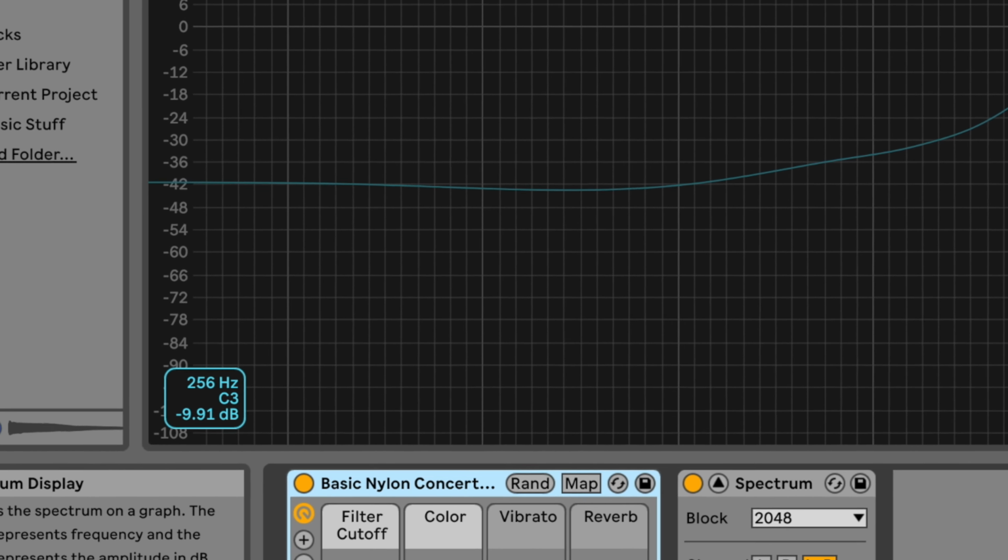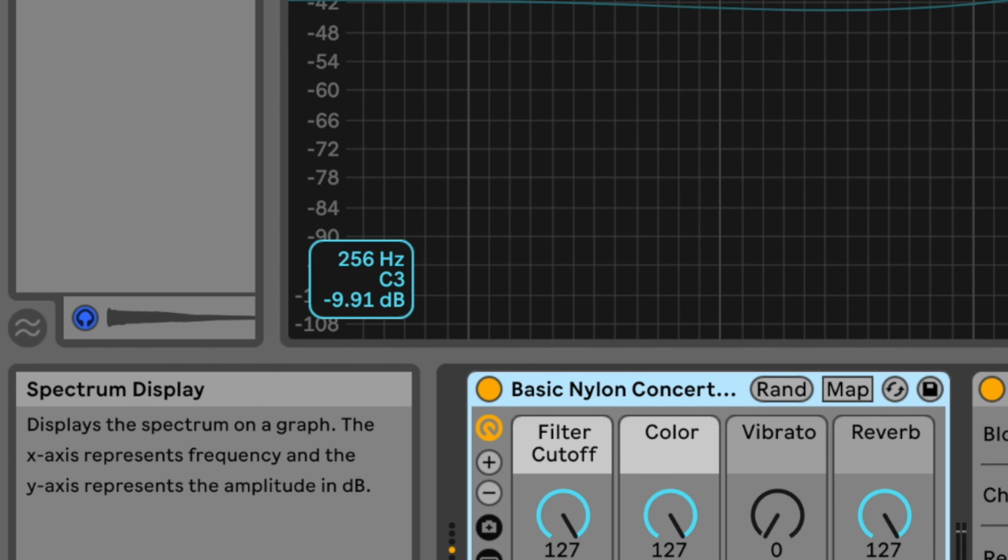Yep. I place my cursor over the transient or the peak of this harmonic in the spectrum analyzer, and down in the left corner of the display, I can see that the pitch is 256 Hertz. Yay. Okay, so what is the frequency of C2?